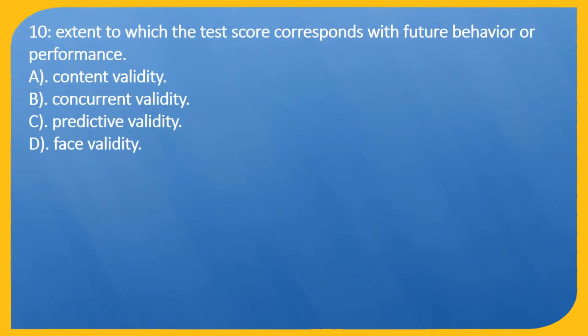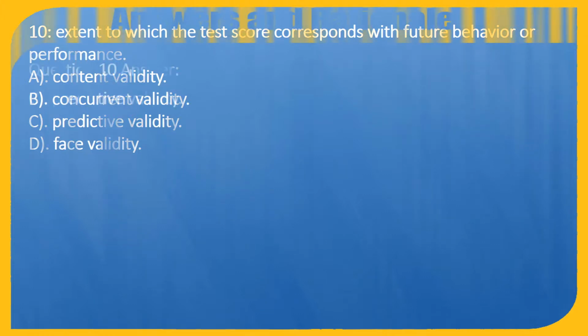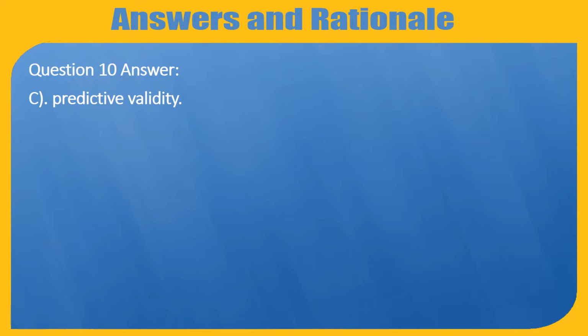Question 10: Extent to which the test score corresponds with future behavior or performance. A. Content validity. B. Concurrent validity. C. Predictive validity. D. Face validity. Question 10 answer, C. Predictive validity.